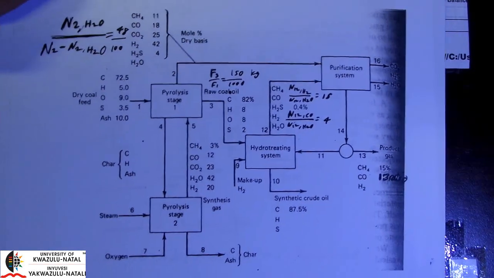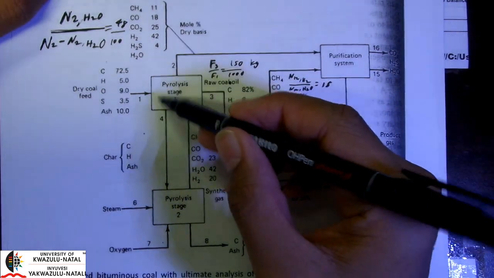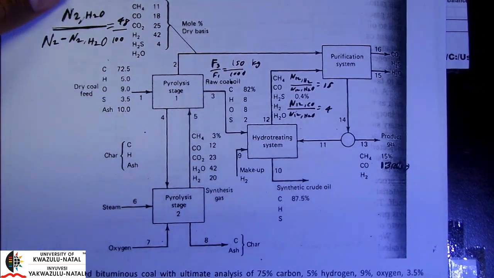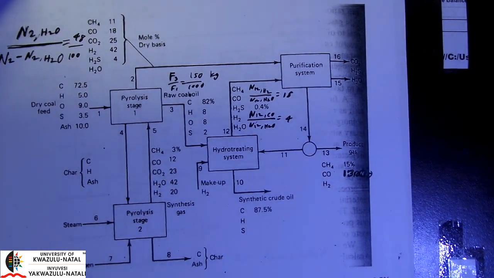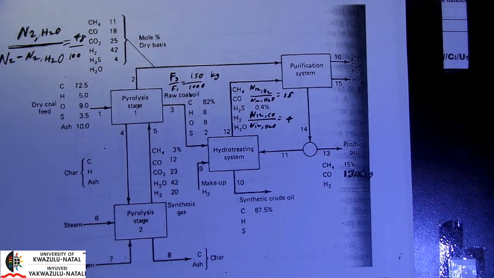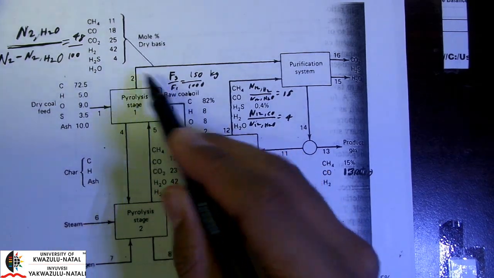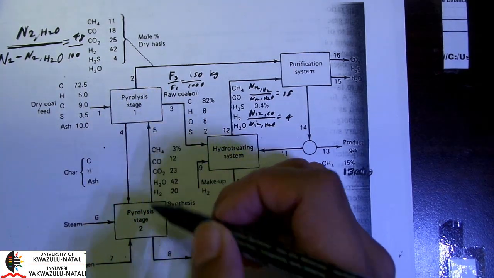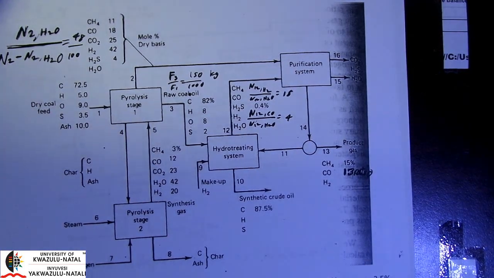Okay, and our task at hand is to find the flow rates of each stream in this process. Okay, so we are given lots of information. This is quite a large process, so we can expect this to be very tedious. And we are also not given the reactions for our pyrolysis stage 1 and 2 or our hydrotreating system. So it is by default that we have to use element balances to solve this problem.